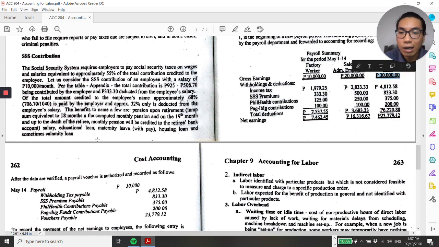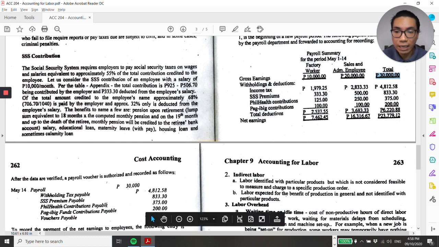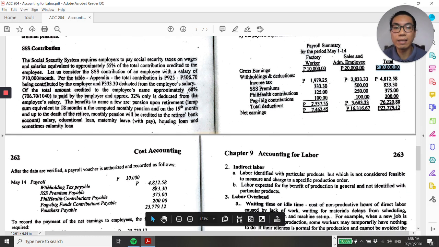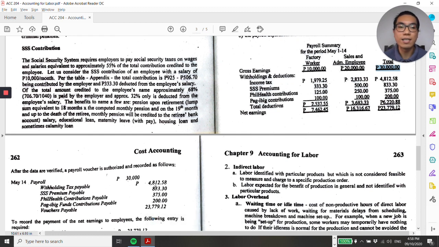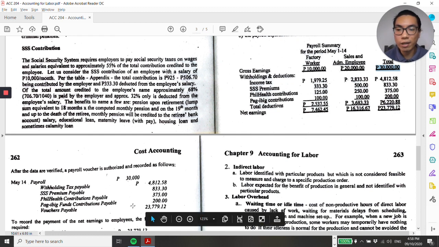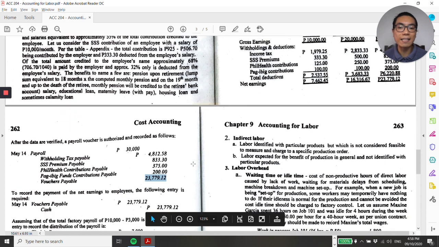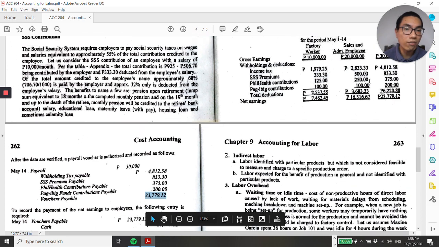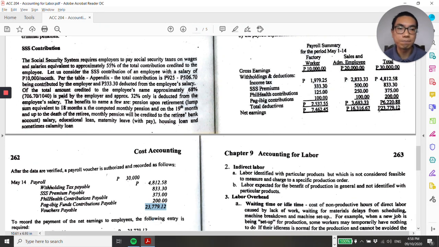So we need to account in our payroll transaction the whole 30,000, whether it is related to the factory worker or to the admin employees. And based na din sa given, ito yung naging entry for the withholdings and deductions. That's why we came up with vouchers payable, or ito na yung mismong payout to employee amounting to 23,709.12, which is also given naman sa computation.